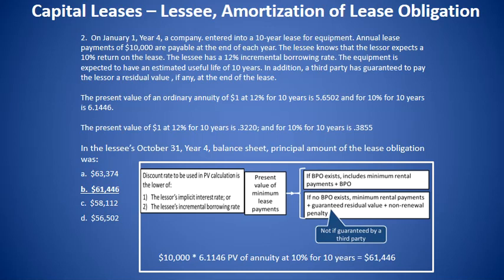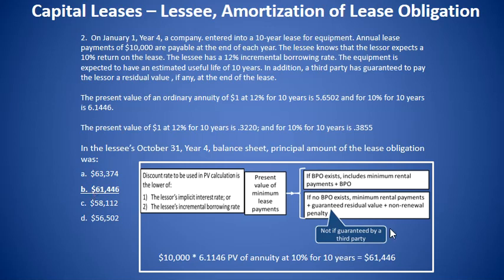So in this case, we need to calculate at least the present value of the minimum lease payments, which is our $10,000 times the present value of an annuity at 10% for 10 years, which will be $10,000 times 6.1446. So the present value of this particular annuity of $10,000 a year for 10 years is $61,446, which would be B, the answer to our question.